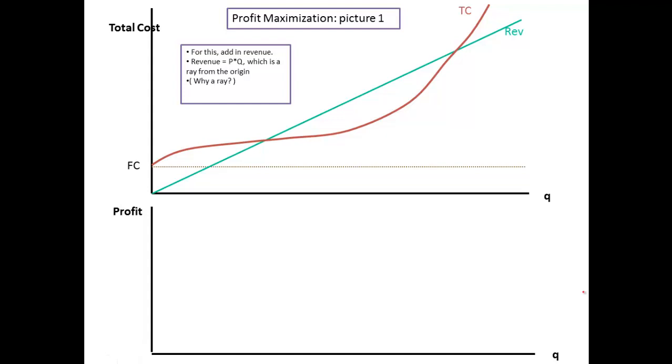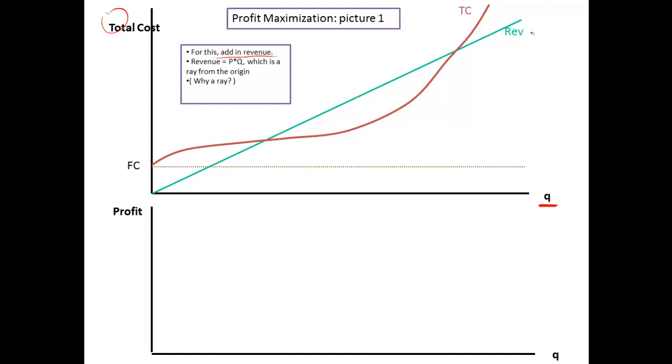So let's start with a picture. In the upper diagram, we have a picture that contains a lot of elements we've seen before. We have quantity on this axis, and we have cost on this axis, but we are also going to put revenue into this picture. So the red curve is that short-run total cost curve we had last time. What we're doing now is we're adding in revenue.